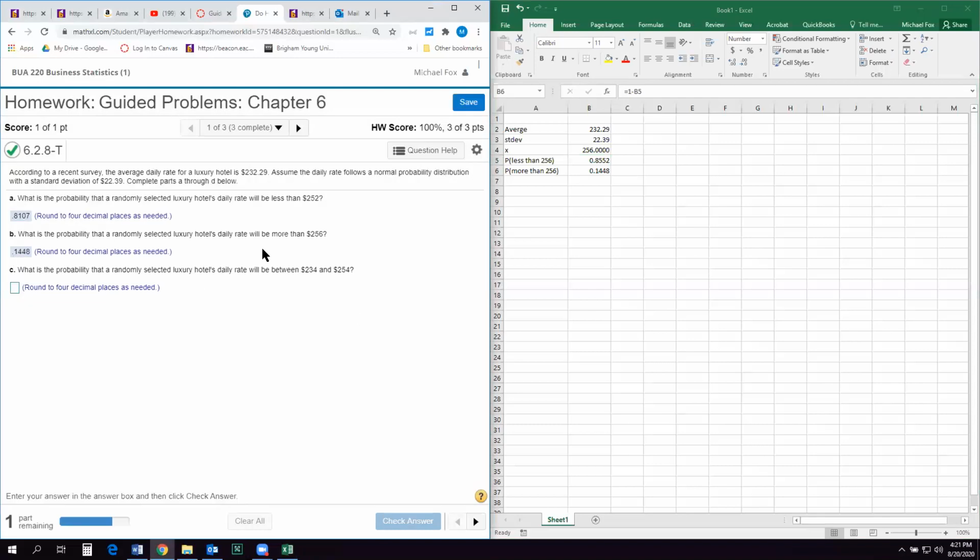Now it wants to know the probability that it is between 234 and 254. So there's a couple ways we can go about doing this. I'm going to do it this way. The probability that it is less than 254. And then here I want to find the probability that it is less than 234. All right. So the probability that it is less than 254 is 0.8339.